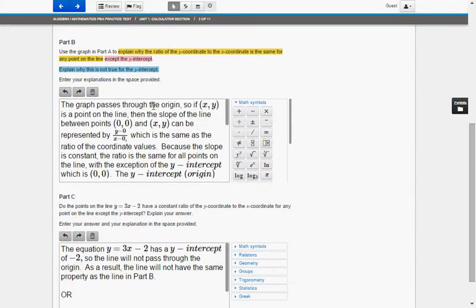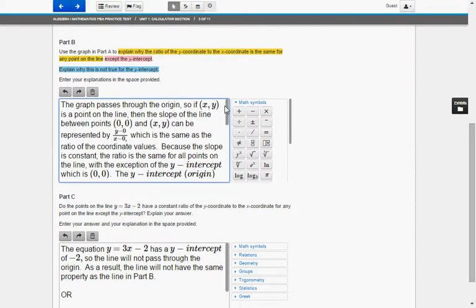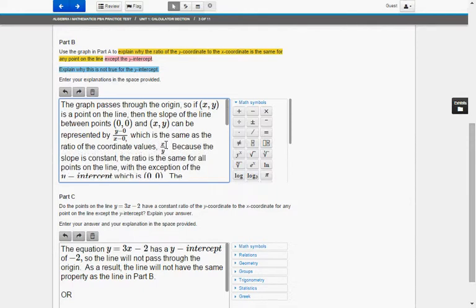The graph passes through the origin, so if (x, y) is a point that's on the line, then the slope of the line between the point at the origin and that point (x, y) can be represented by y minus 0 over x minus 0. That's y2 minus y1 over x2 minus x1. So that can represent the slope, which is the same as the ratio of the coordinate values. In other words, it's y over x, and that'll give me the fraction y over x.